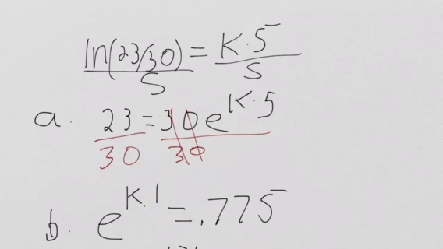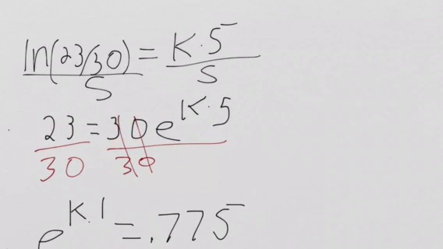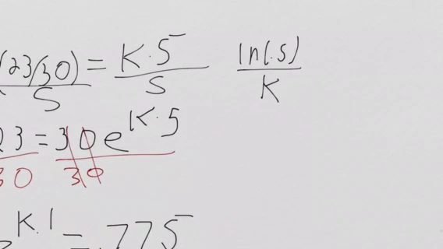I'm going to store that in my calculator so I don't make a rounding error here, because now I have my k value. So now I'm going to do natural log 0.5 divided by my stored k value in my calculator. And I get 13.04 roughly for my half-life.